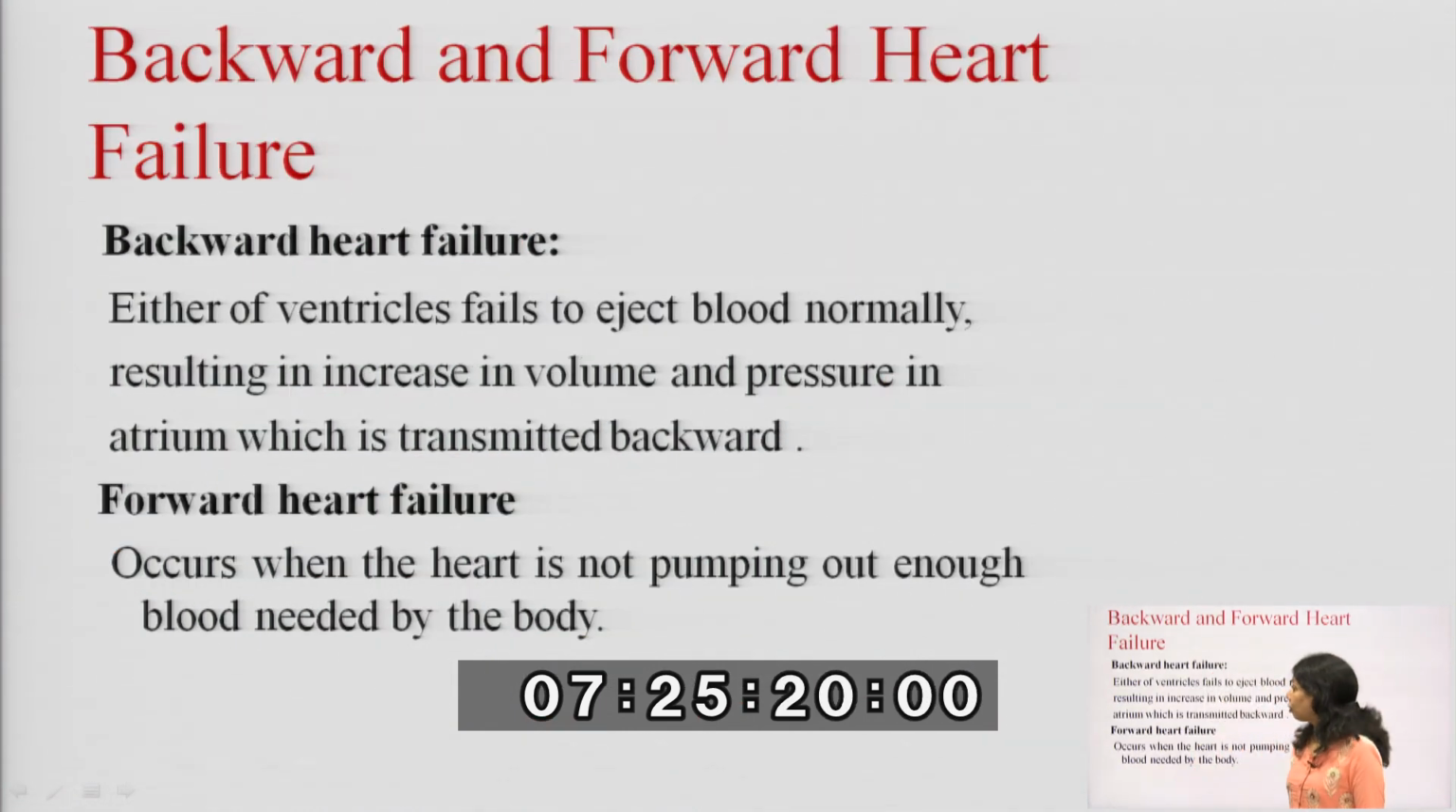Now, backward and forward heart failure. Backward heart failure, what is backward heart failure? Either of the ventricles, they fail to eject blood normally. So, what happens? It will result into increase in the volume and pressure in the atrium, which is transmitted backward. This I have already explained to you with the help of the diagram. Forward heart failure, it occurs when the heart is not pumping out enough blood needed by the body. So, this is called forward heart failure. Okay.